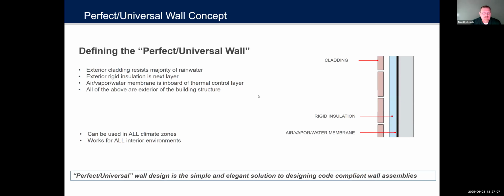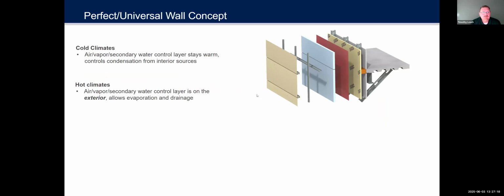They're not built correctly. Perfect universal wall design is a simple, elegant solution designing code compliant wall assemblies. We need to have something where I don't have to sit here and worry about cold climates versus hot climates. So here's what I mean. In cold climates, that air vapor secondary water control layer should stay warm. That means it needs to be inside the insulation. Okay, we kind of have that in that previous example.